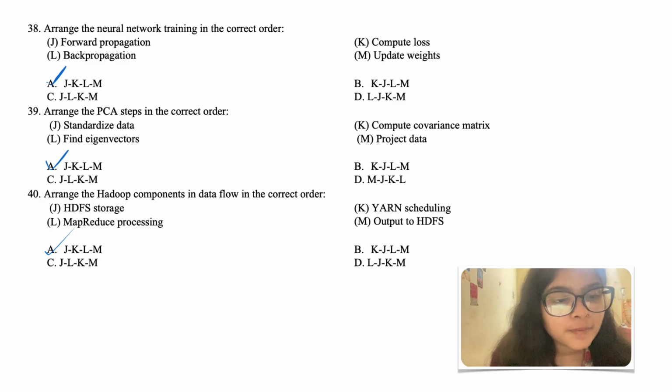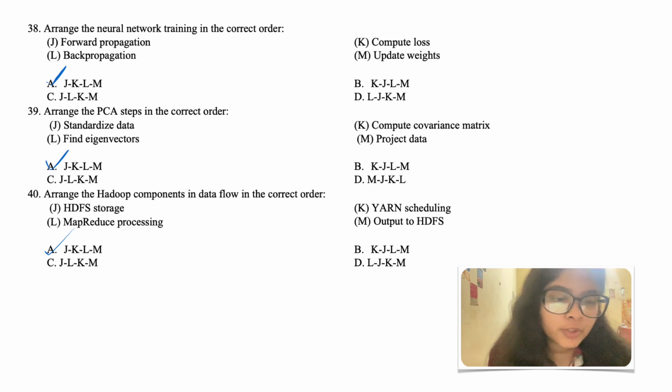Arrange the PCA steps in correct order. So here the correct order will be, we first standardize the data, then we compute the covariance matrix. After that we find eigenvectors, and finally we project the data. So option A is correct.